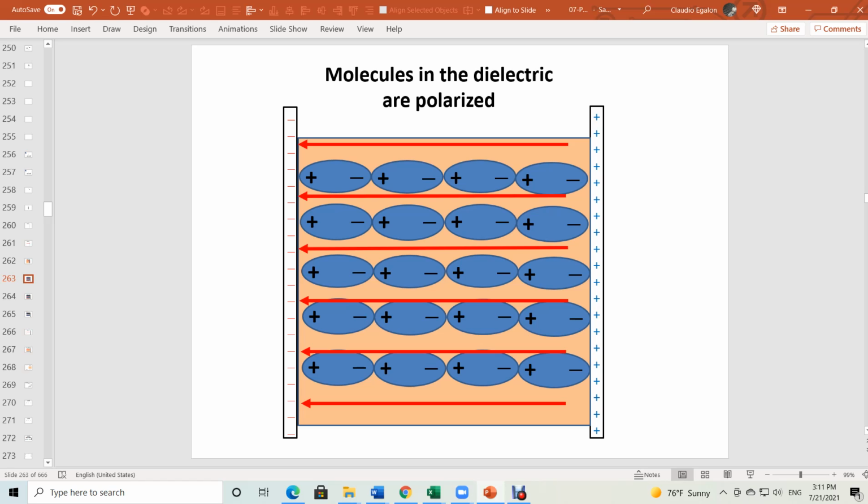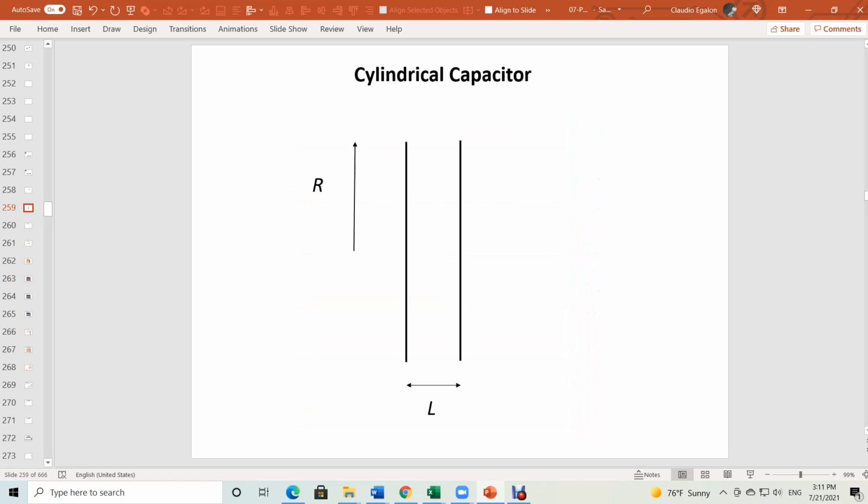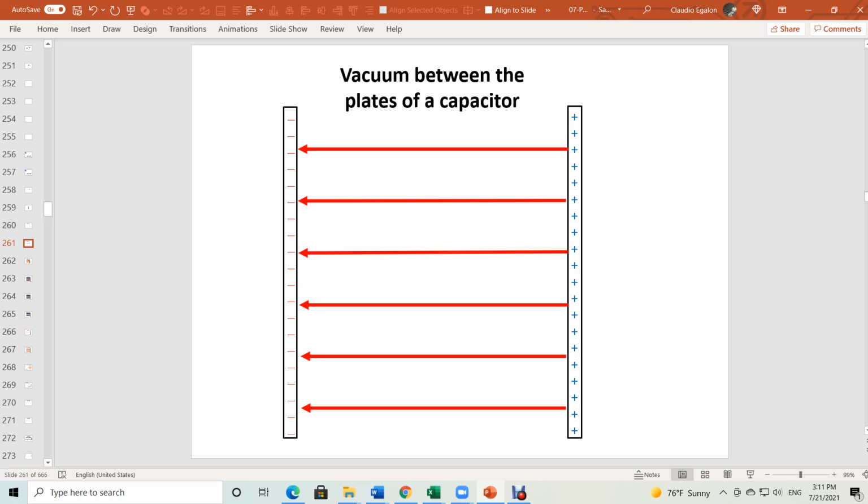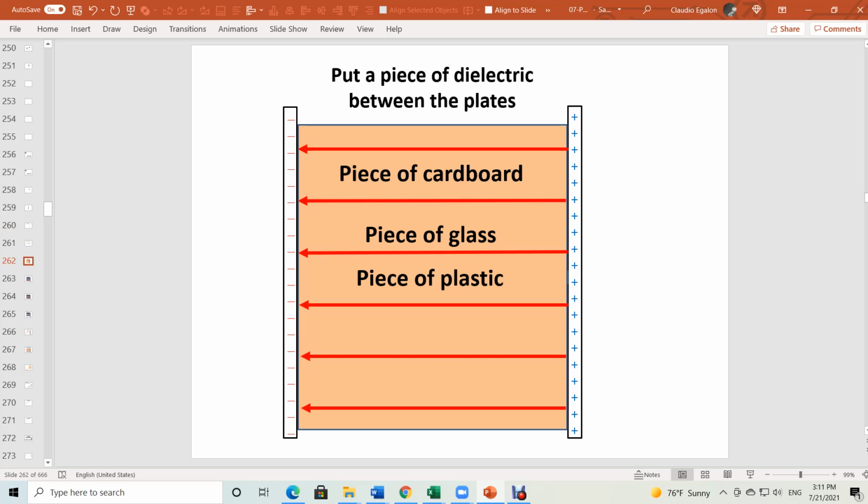Okay, so here you go. Let's go back to the, right, let's do that again. Plates, air or vacuum there in between. Those two plates are attracting one another, but because I'm keeping them fixed, they are not gonna crash against each other, right? We do have what we call an electric field there. But when we put a piece of cardboard, a piece of glass, or a piece of plastic, something else happens. You know, the force is going to change. The force is going to be a little bit smaller.